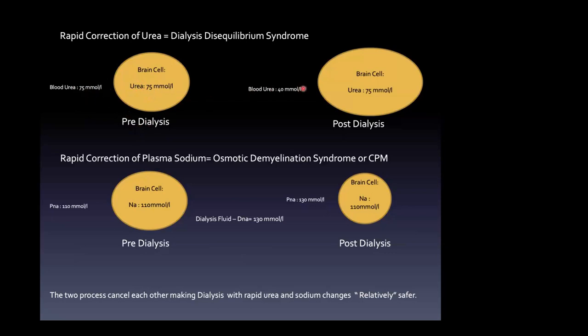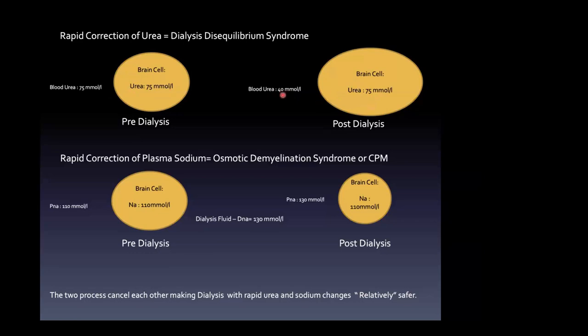Now let's see what happens if I were to dialyze this patient and reduce his urea to 40 from 75. Now I have a condition where the patient's blood urea is 40, but his brain urea is 75, right? I told you it equilibrates, but it takes time. In animal studies, like in dogs, it has been shown that it takes about 4 to 5 hours to equilibrate.